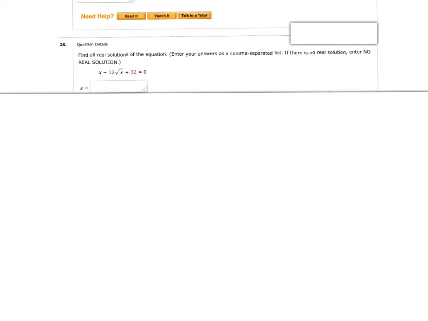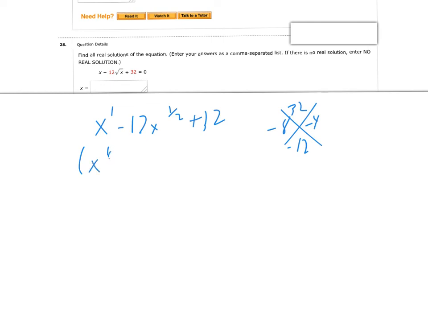All right, next one here, I'm really going to think of this as x minus 12x to the 1/2 plus 32. And the reason I'm going to do that is now I can see that if it's the first power and then the 1/2 power, I can still factor it. And so it's going to be 8 and 4. So I get x to the 1/2 minus 8, and x to the 1/2 minus 4 equals 0. So I could say x to the 1/2 equals 8, x to the 1/2 equals 4.